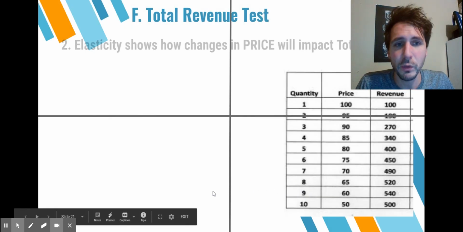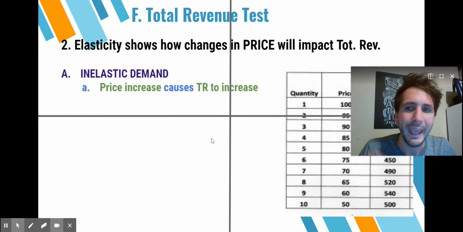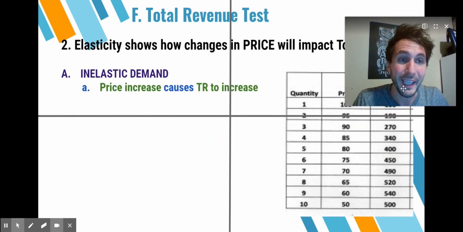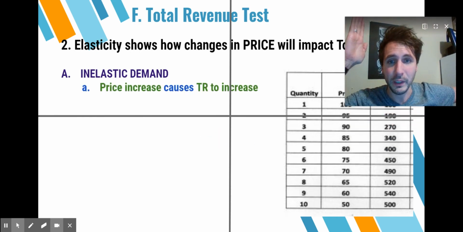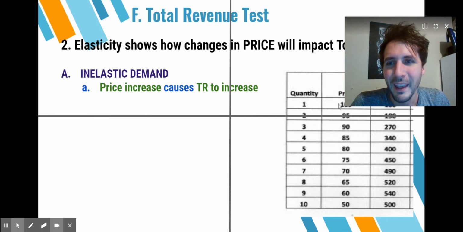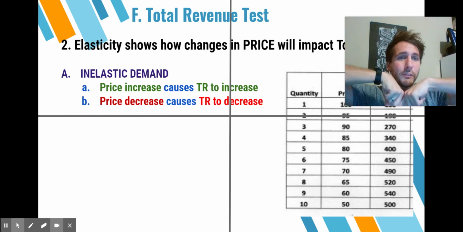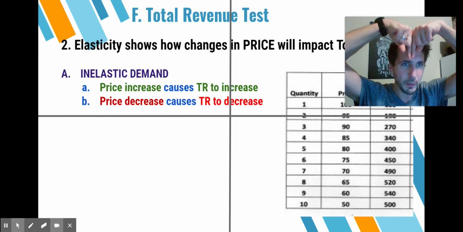Right? The total revenue test looks like this. It shows how a change in price will impact total revenue. Inelastic demand, price increase results in an increase in total revenue. Increase, increase. Inelastic, it forms an I. Both of them are going up. Nice, huh? If price decreases, total revenue is going to decrease. Decrease, decrease, forms an I because both of them are going down.